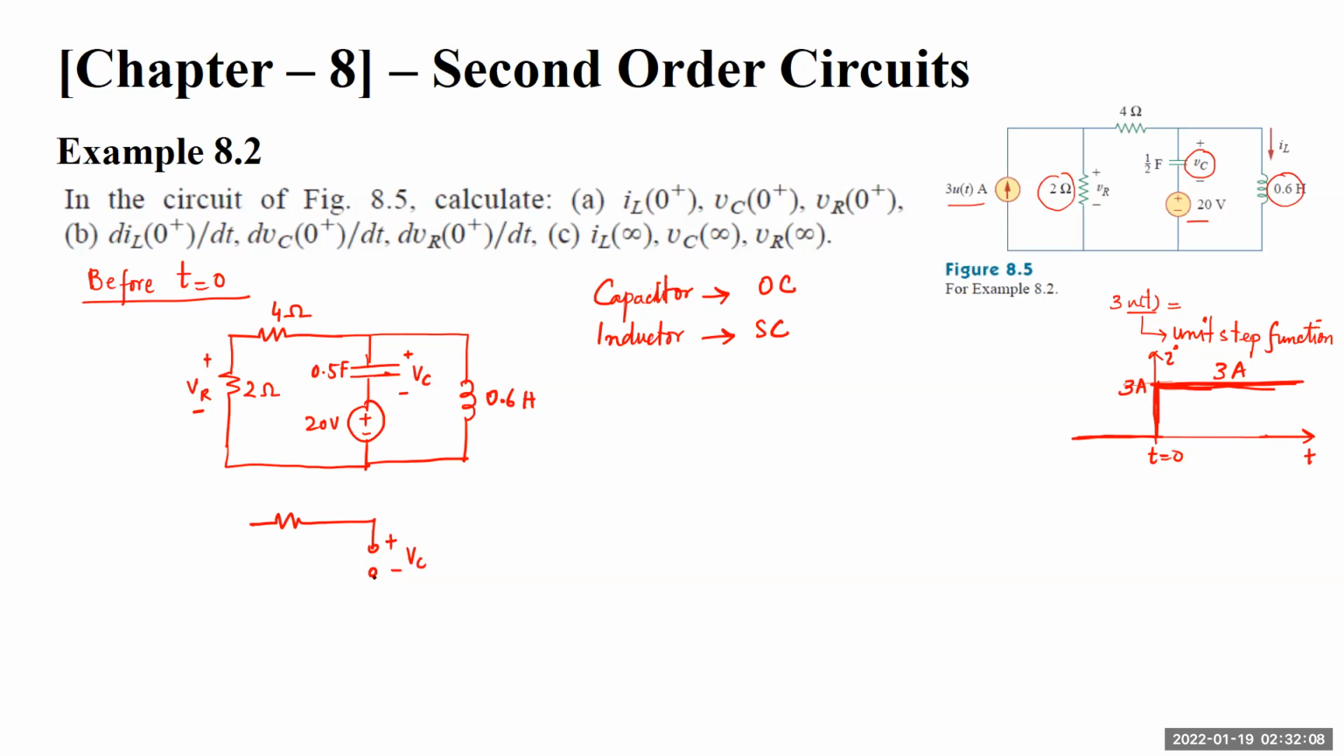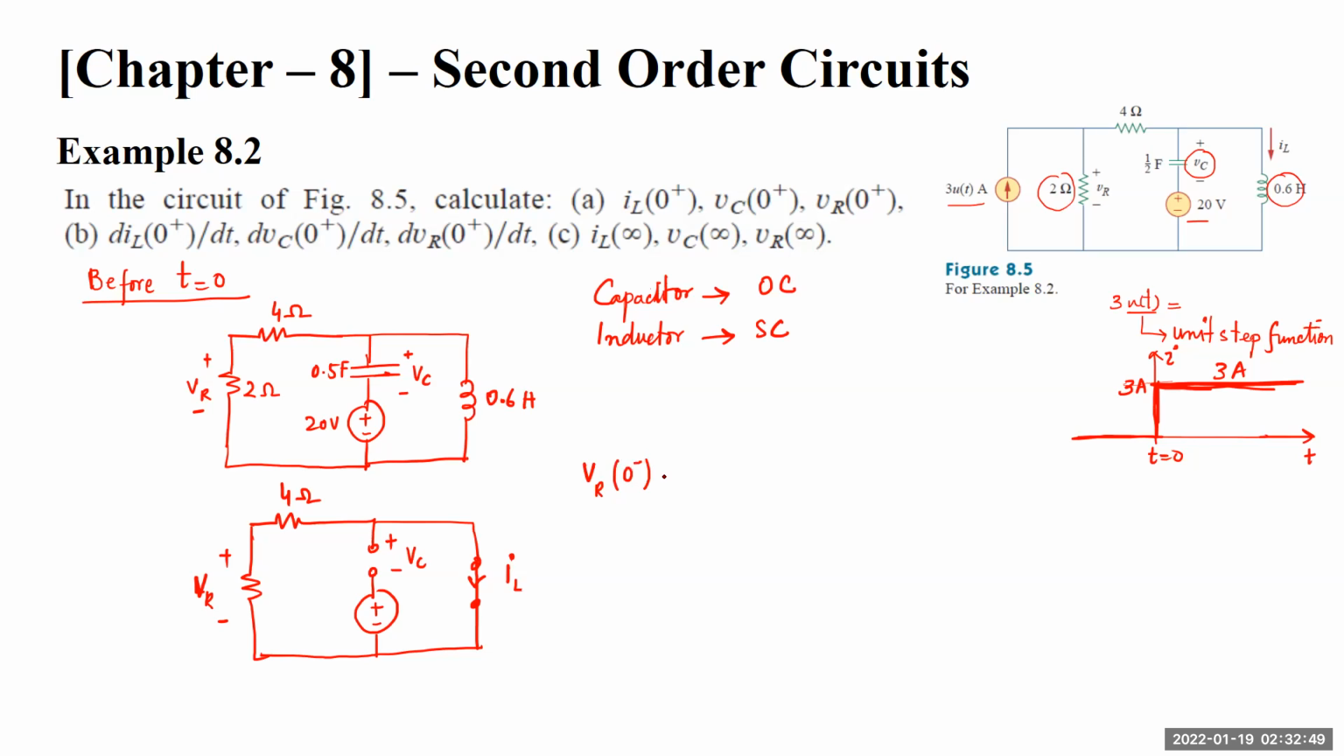This will be VC, and this will be IL at 0 negative. This is 4 ohm. This is plus minus VR. Okay, so this is how the circuit will look. So let's find out the value of VR.